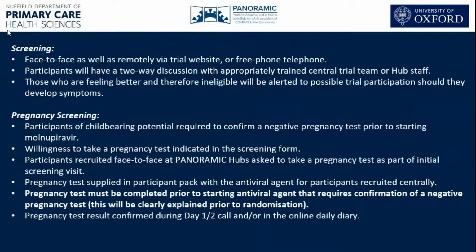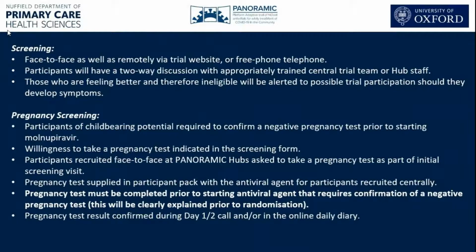Pregnancy screening will be for participants of childbearing potential who are required to confirm a negative pregnancy test prior to starting their first dose of molnupiravir, and they'll need to indicate their willingness to take the pregnancy test in the screening form. Participants recruited face-to-face at the hubs will be asked to take a pregnancy test as part of the initial screening visit, and the test will be supplied in the participant pack with the antiviral agent for those recruited centrally.